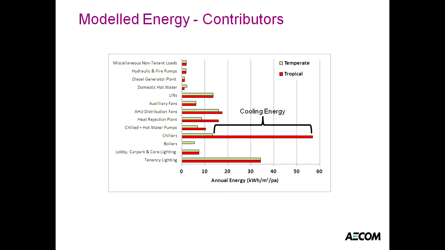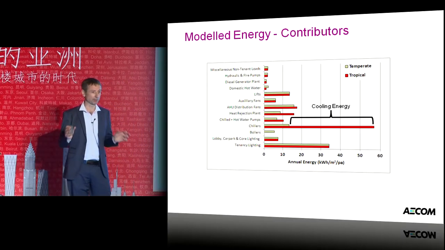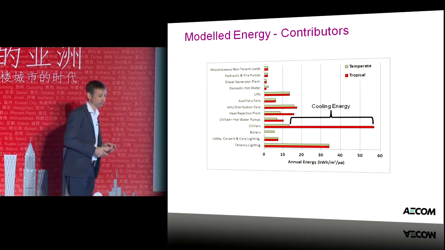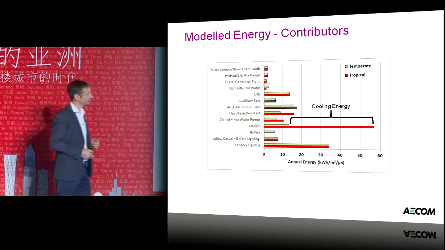You only start to see a bit of a difference when you go into your chillers and your chill pumps and your heat rejection plant and such like. Your air handling unit systems are fairly similar. So regardless of whether you're in Singapore or in Sydney, the air handling plant isn't much difference. But what is interesting is this, and that's the cooling energy.